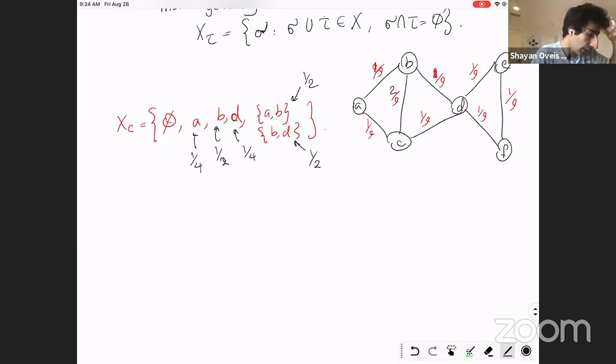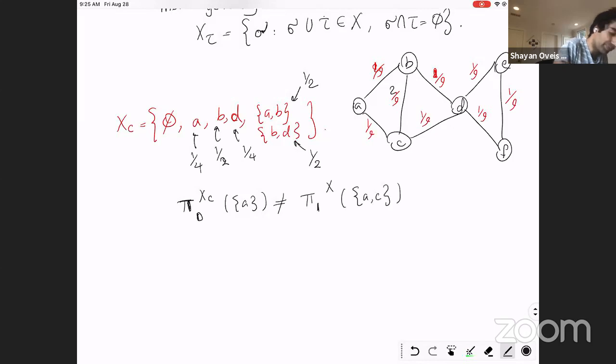Okay, so one thing to note is that, let's write this as pi1 of X sub C of A, meaning the probability of A in this new complex X sub C. I'm saying this is not equal to pi 0, it's not equal to pi1 of A comma C, because I'm renormalizing. Pi1 of A comma C here was 1/9, whereas the probability of A here is 1/4.